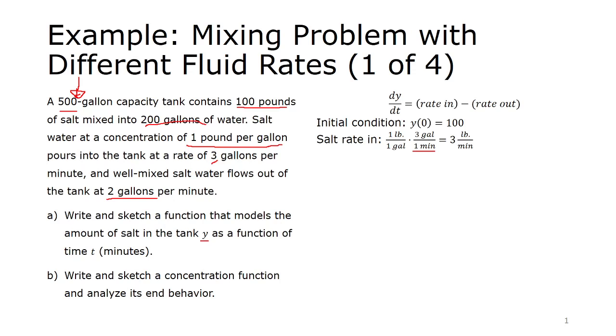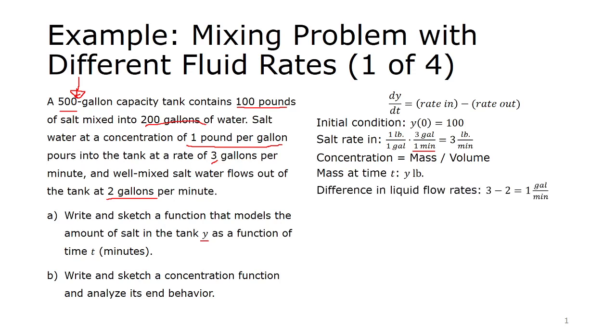Now, for the rate out, we're going to need to think about the concentration again a little bit more. So remember, concentration is the same as mass divided by volume, or in this case, weight divided by volume. So our mass or our weight at time t is going to be y pounds. And the difference in the flow rates, if we think about just the liquids, we're gaining 3 gallons per minute and we're draining out 2 gallons per minute. So that is a difference of positive 1 gallon per minute. So that means each minute this tank is increasing in volume by 1 gallon.